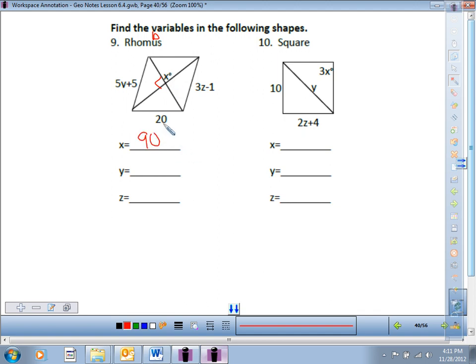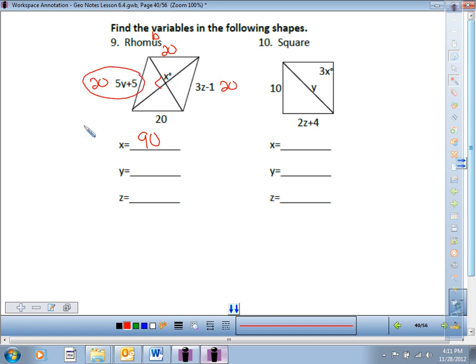Now what I like to do is, when I know some things in a shape and I can find some other things using those values, I'm going to go ahead and do that. So what I'm going to do is, I know that this is 20, I know that this is 20. Now that doesn't really help me find anything. But because this is a rhombus, this is 20, this is 20, this guy's 20, and this guy's 20 over here, that really makes my equations pop.